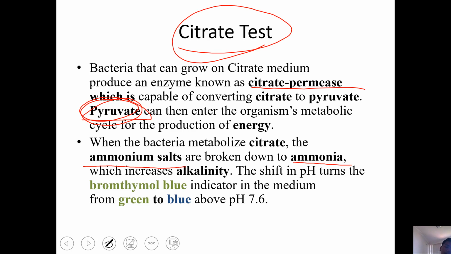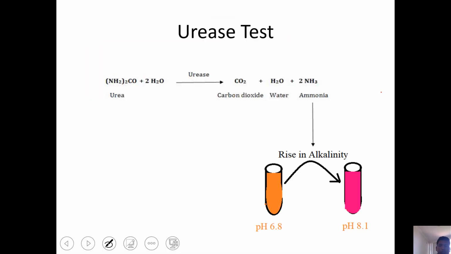So if there is more amount of the ammonia, it means the pH of the medium has increased. So if the pH of the medium has increased, then what happens? We are using the bromothymol blue as the indicator. So the bromothymol blue indicator will change its color from green to blue if the pH is above 7.6. So this is the negative one, the initial color of the citrate, and this is the positive one, the final color for the positive bacteria.